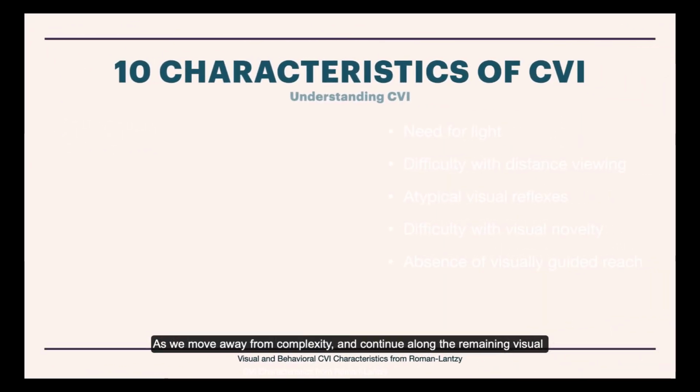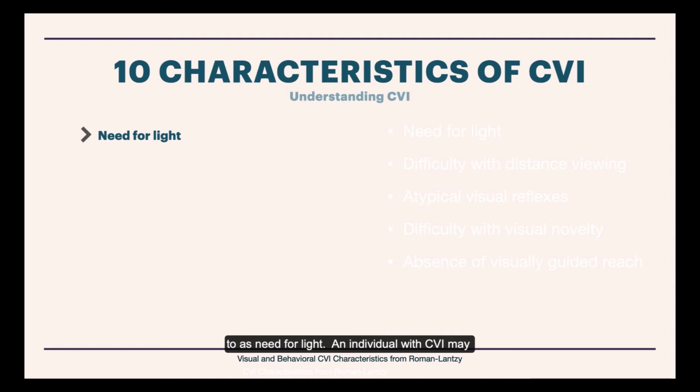As we move away from complexity and continue along the remaining visual and behavioral characteristics of CVI, the next is now referred to as need for light. An individual with CVI may have an attraction to light. In some cases, children can be observed staring at primary sources of light. This may be overhead lighting or sunlight glaring in the window. Dr. Roman reminds us on page 46 that light-gazing behavior is associated with the dorsal stream visual functioning.